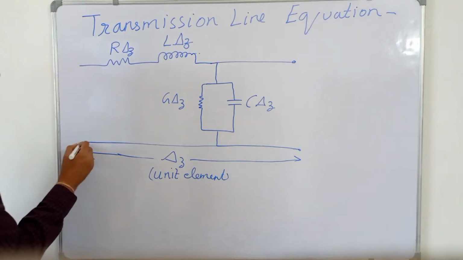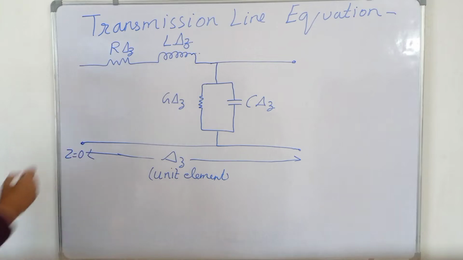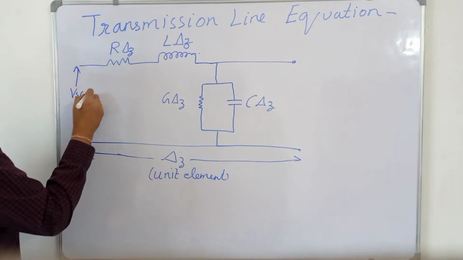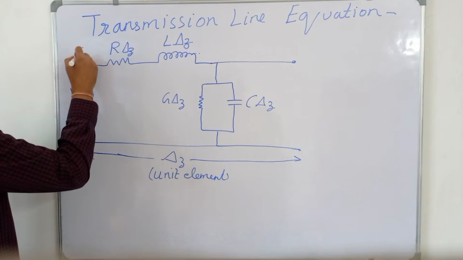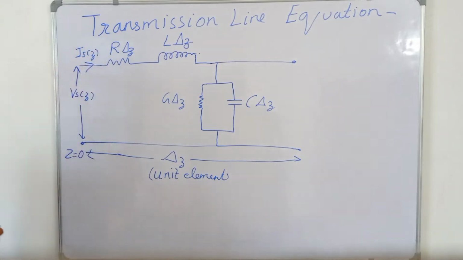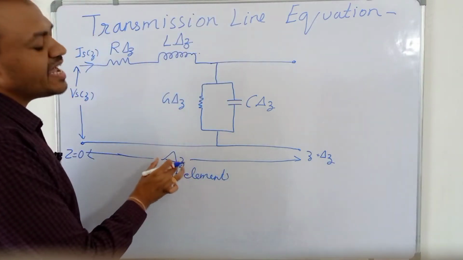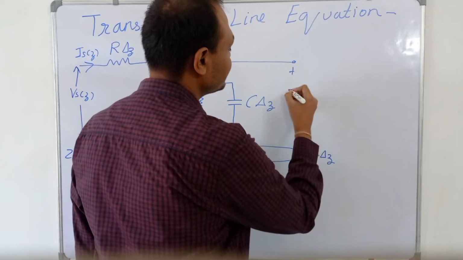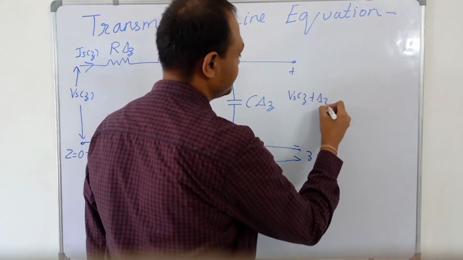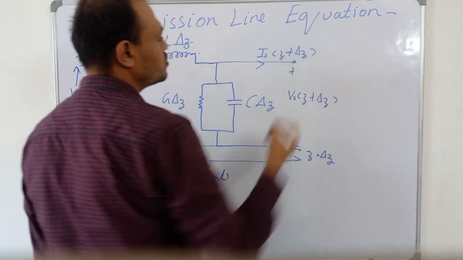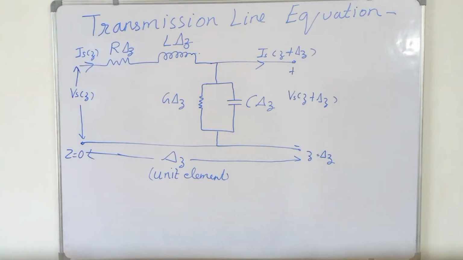Let this point be Z equal to 0 and let the voltage at this point be Vs of Z, and the current will be Is of Z. Let this point be Z equal to delta Z, because this whole length is delta Z. So the voltage at this point will be Vs of Z plus delta Z and the current will be Is of Z plus delta Z.